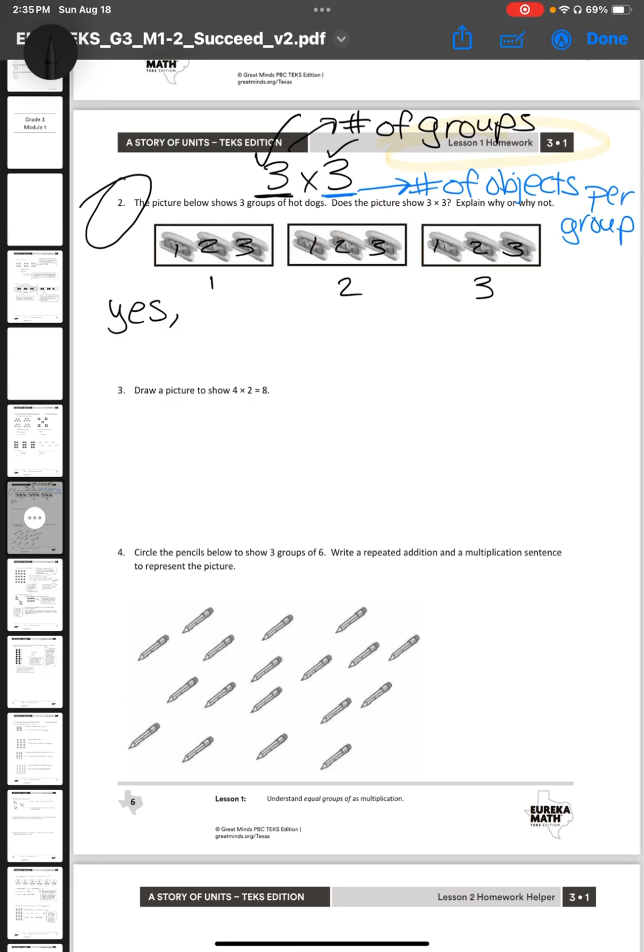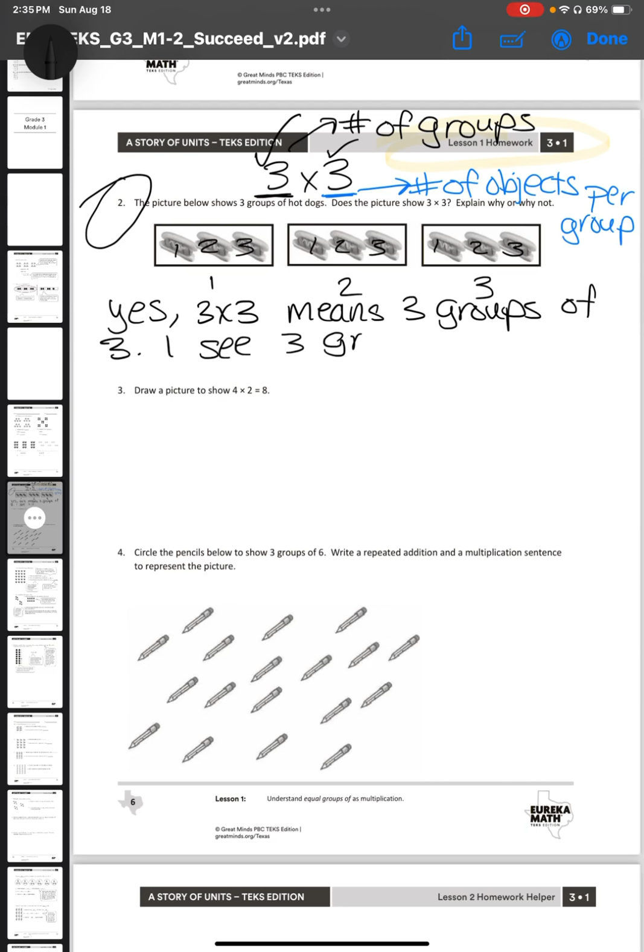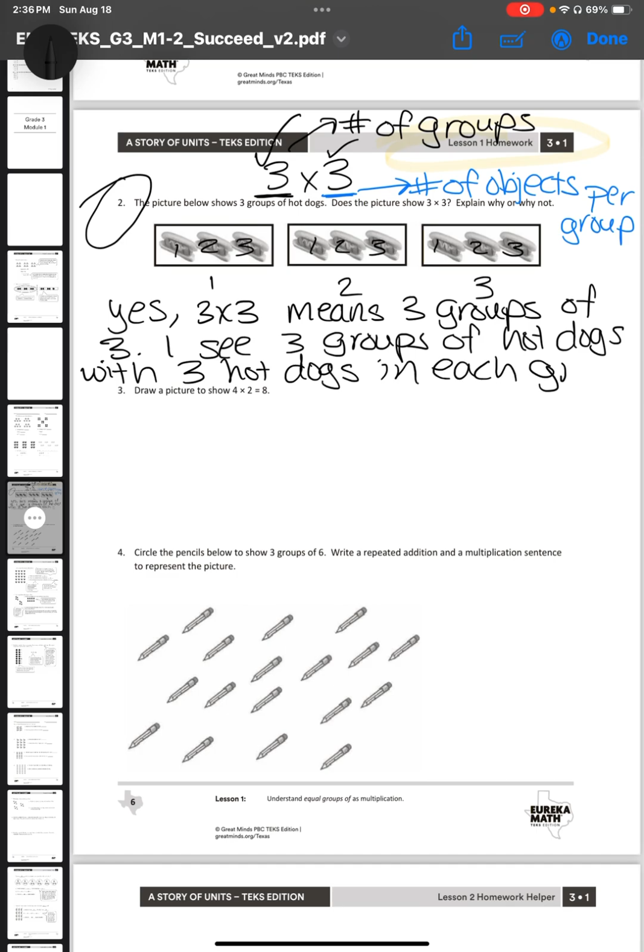And when it says explain why or why not, we could say 3 times 3 means 3 groups of 3. I see 3 groups of hot dogs with 3 hot dogs in each group.